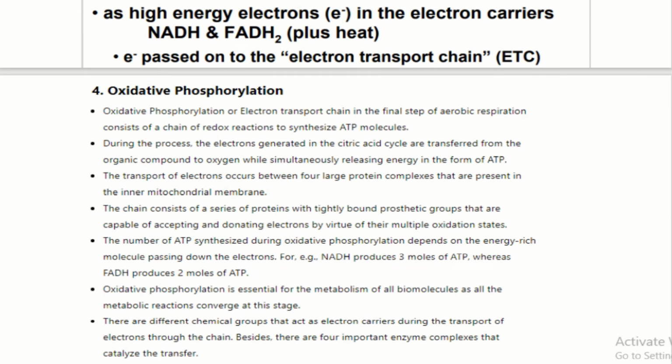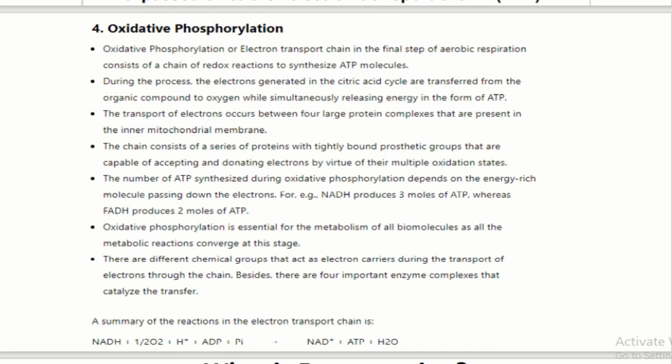Oxidative phosphorylation, or the electron transport chain, is the final step of aerobic respiration. It consists of a chain of redox reactions to synthesize ATP molecules. During the process, electrons generated in the citric acid cycle are transferred from the organic compound to oxygen while simultaneously releasing energy in the form of ATP. The transport of electrons occurs between 4 large protein complexes that are present in the inner mitochondrial membrane.